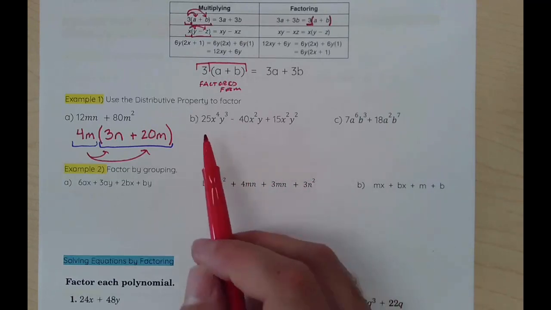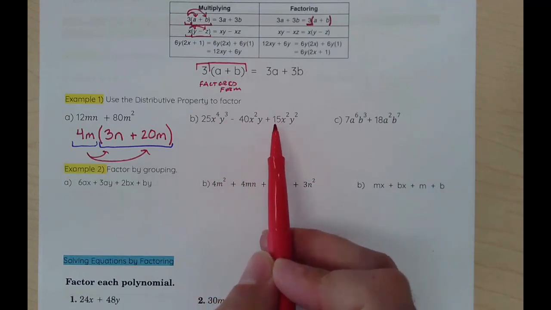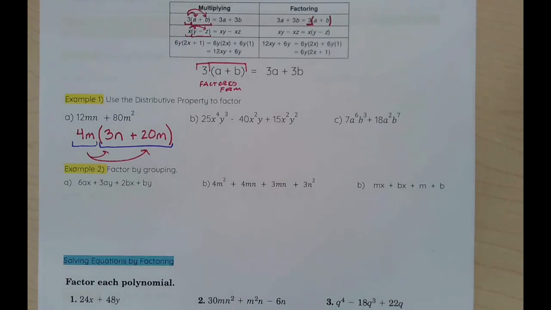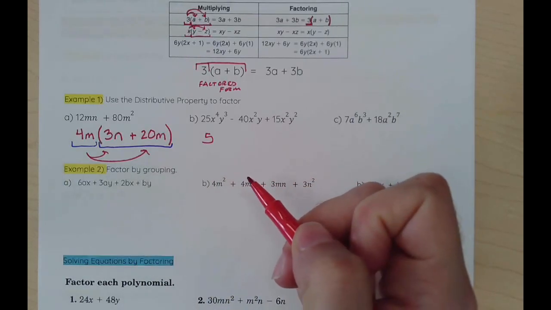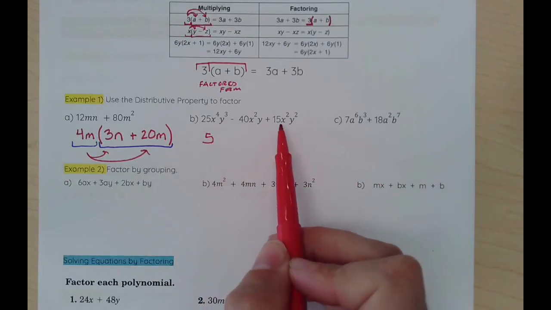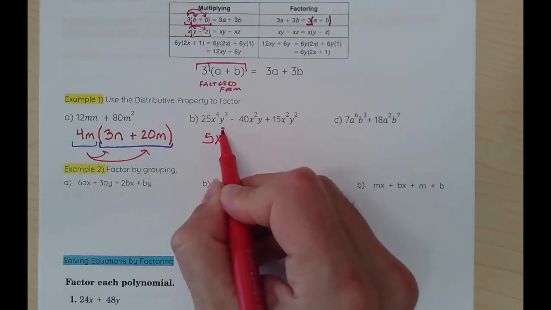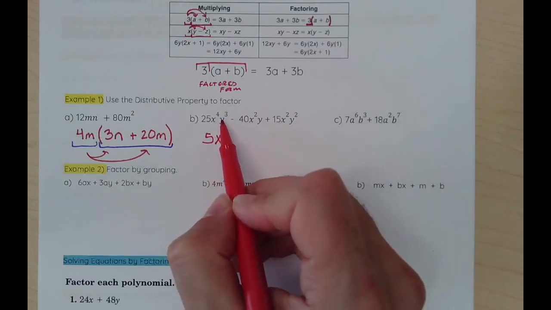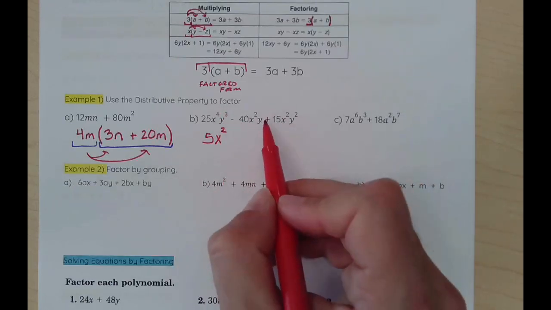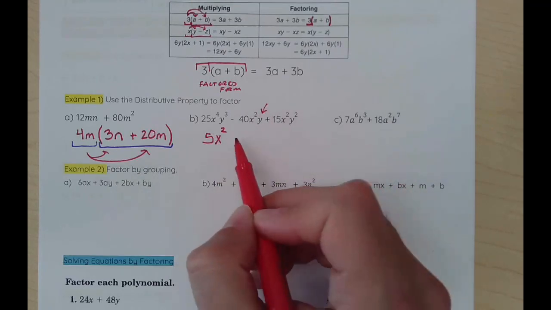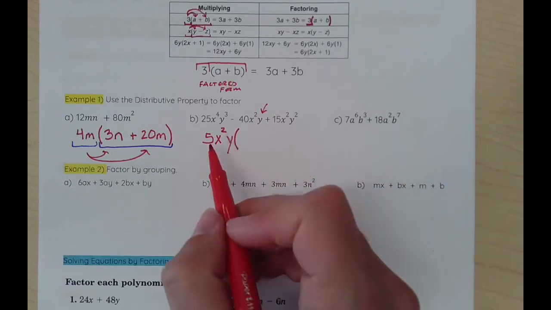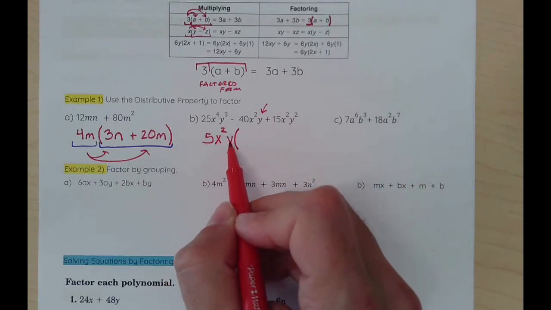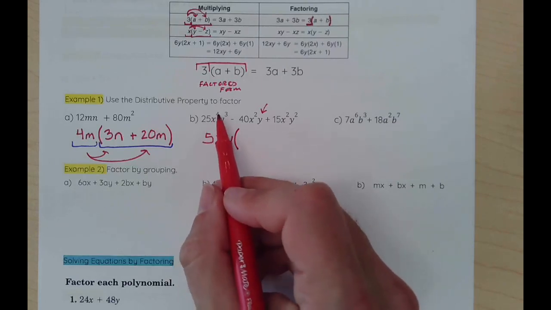So first let's look at 25, 40, and 15. The largest value I can factor out of all 3 of those numbers is 5. Now I look at the x. I can pull an x squared out, an x squared out, and an x squared out. So all together, I can pull an x squared. And then looking at the y to the third, y and y squared, this y dictates, so just one y. Parentheses, and I'm thinking 5x squared y times what gives me 25x to the 4th, y to the 3rd.